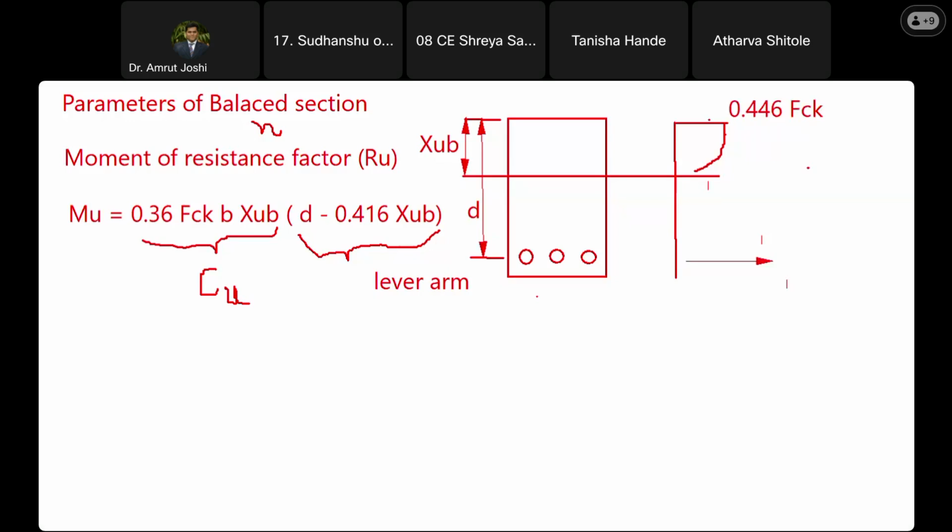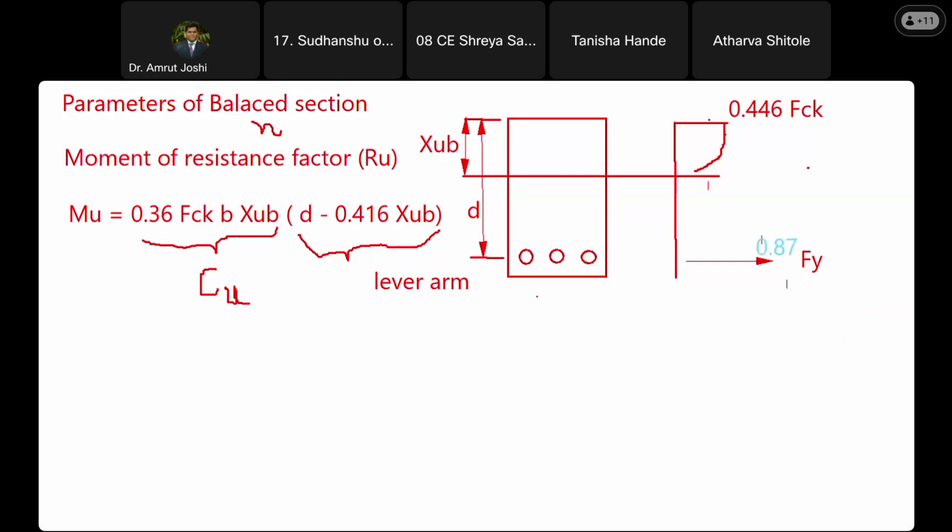Are you with me, Shreya? Yes, sir. And how much is this tensile resistance? It is nothing but fy upon 1.15, which is partial safety factor for the strength. But we know that 1 upon 1.15 is 0.87. So it turns out to be 0.87 fy. Are you with me? Yes, sir. So let me write down that 0.87 fy.